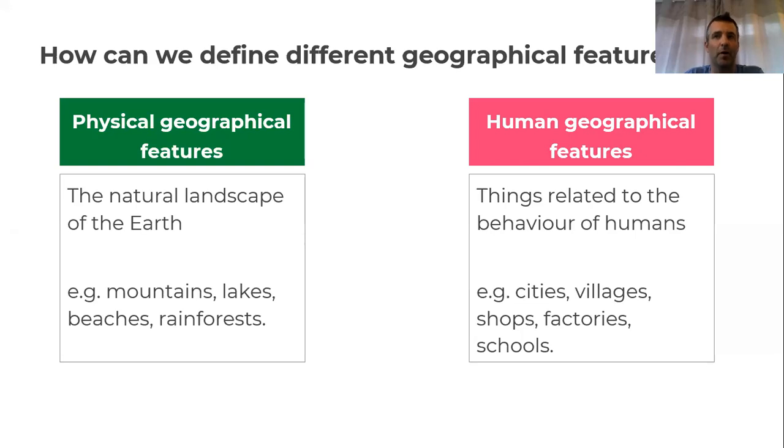Then if you look at the pink box, our human geographical features are things related to the behavior of humans. So they might be built or created by humans or used by humans. So for example, cities and villages, shops, factories, and schools are all examples of human geographical features. And we're going to look at some of the physical and some of the human features that we can find in the country of Brazil.